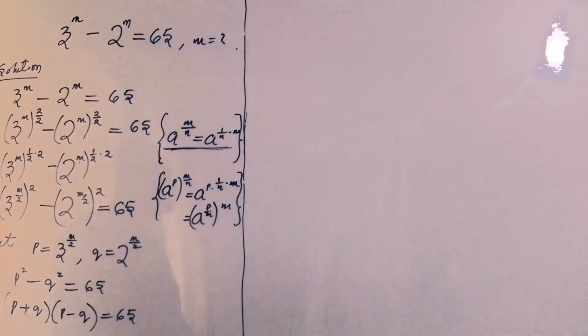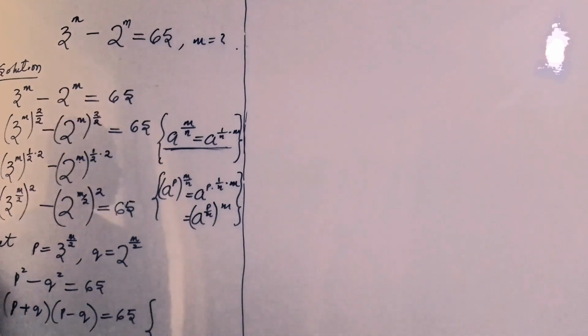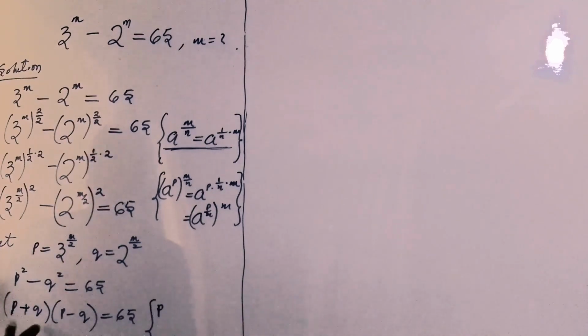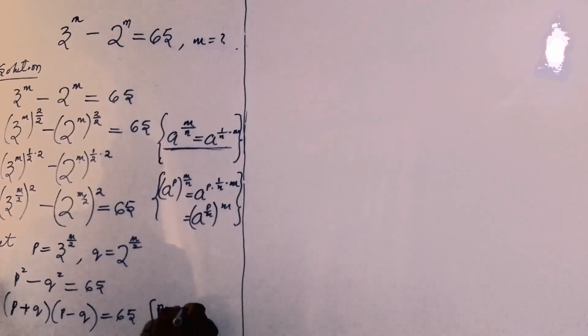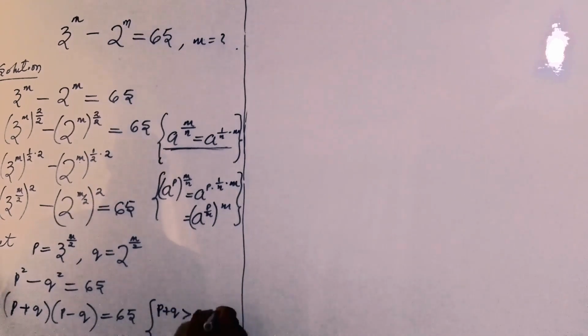So in order to find the values of p and q, I will need to come over to 65 and find the factors of 65. But before we go ahead to do that, I want to also make it known that for this to be true, p plus q must be greater than p minus q. So what that means is that if this is to hold, p must be greater than q and q will be greater than 0. So let's keep this in mind.